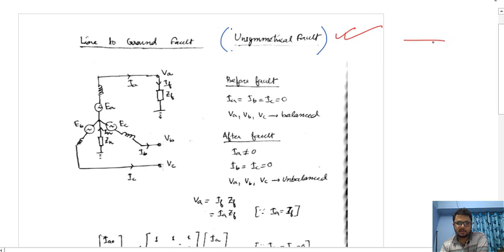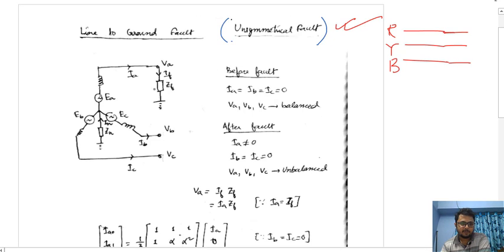Mainly we have a three phase line, RYB. In this RYB, our fault is on any of the lines, either R or Y or B. So let us see the figure. So there is the figure.